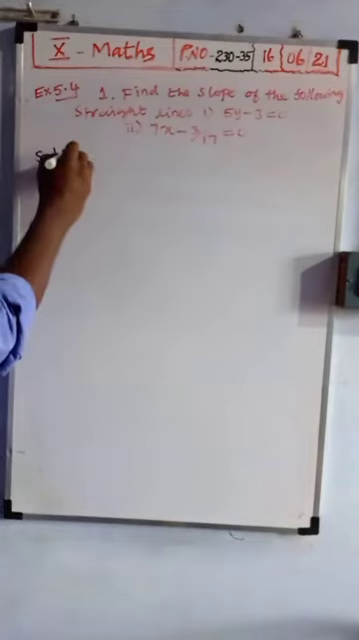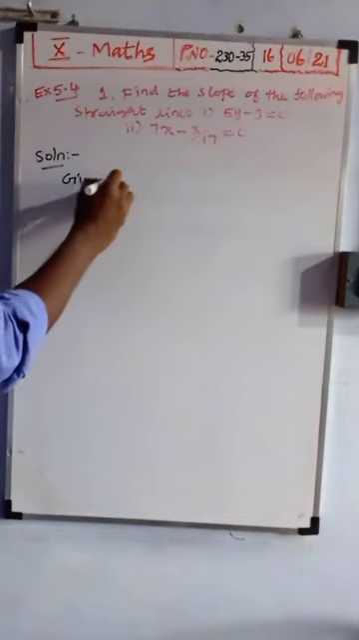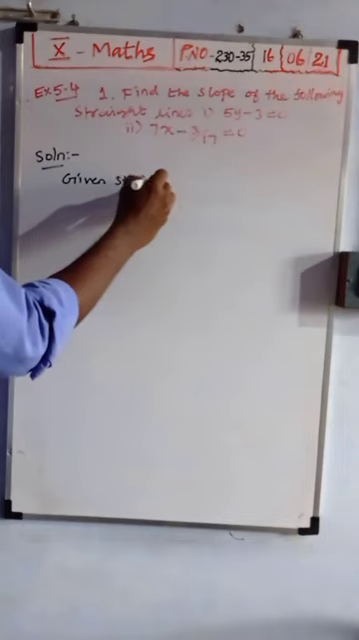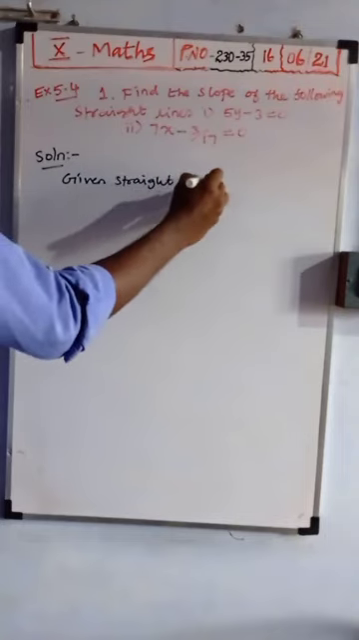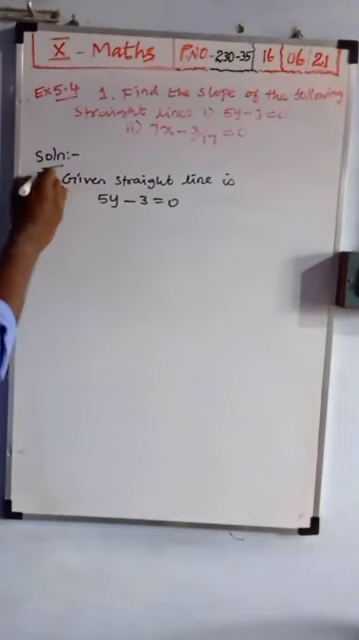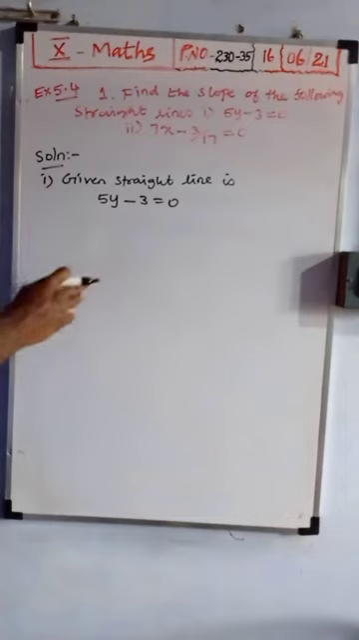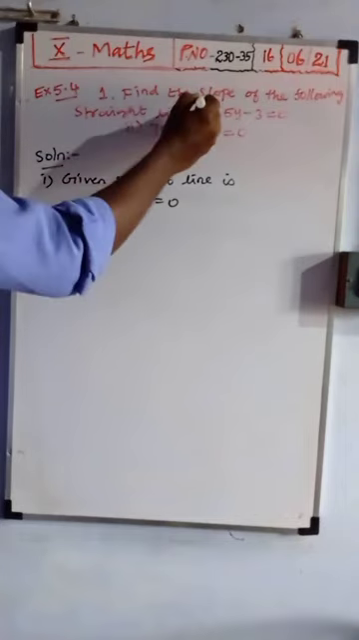So in this, a straight line equation is given. Yes. So the given straight line is 5y minus 3 is equal to 0. Here you see the x term is not there. It is not a problem; even though, this is a straight line equation only. Yes. So now the question is to find the slope.